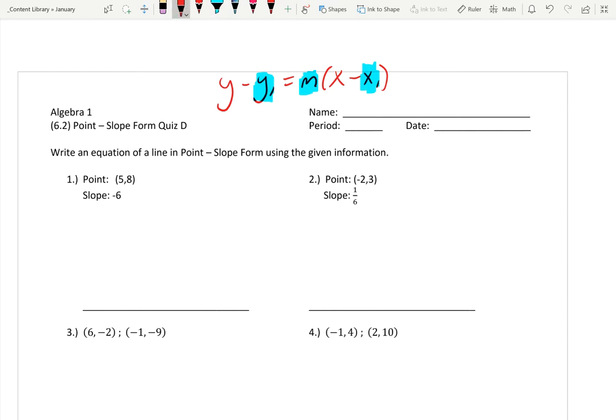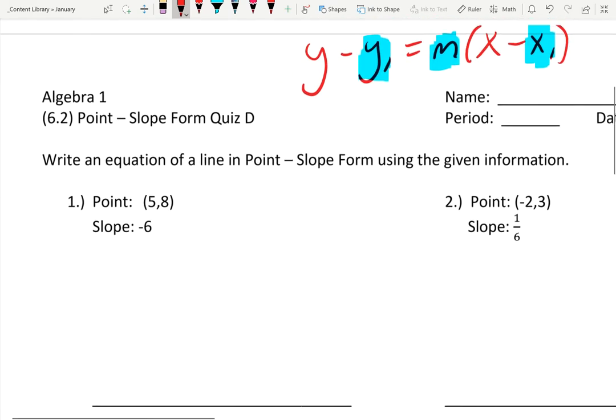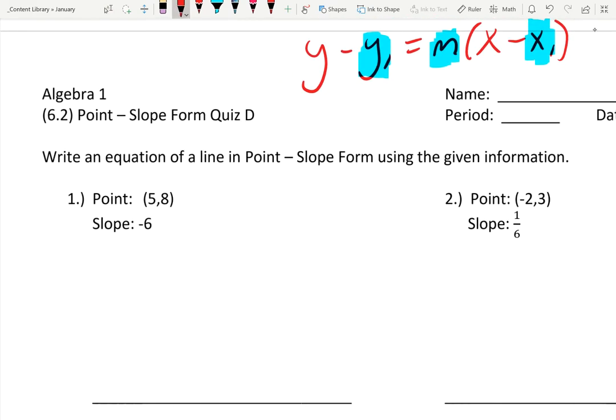In those positions. So you'll notice on number 1, we have a point, 5, 8, which 5 is an x value, 8 is a y value. You can note this is x1 and y1 because this is the x1 and y1 that will be going in the equation, right? In the formula. Then we have our slope. Our slope is negative 6. That is our m value, right? Slope is m, so that's our m value.